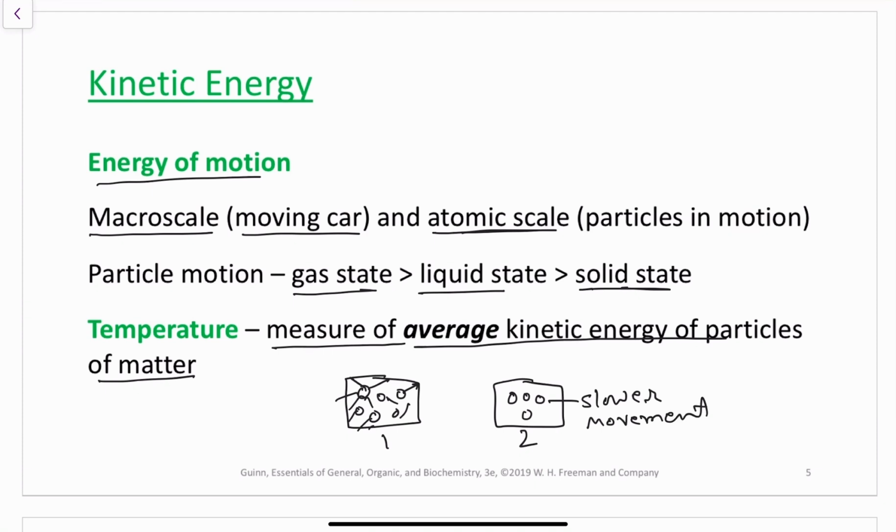So that means matter 2 has lower temperature compared to matter 1, which has the higher temperature, because the average kinetic energy of the particles in matter 1 is higher compared to 2. So this is how you normally define temperature.